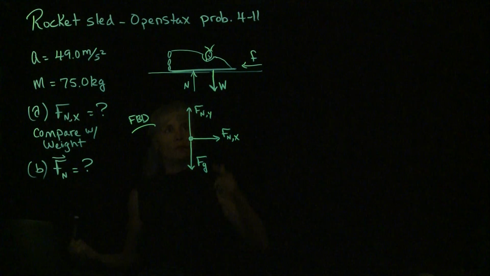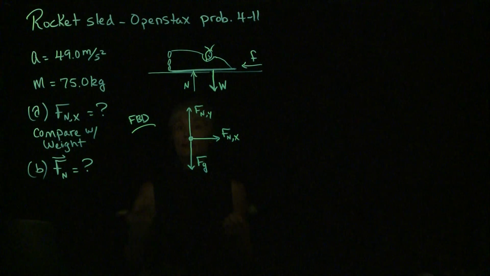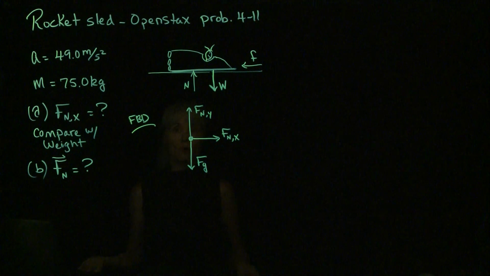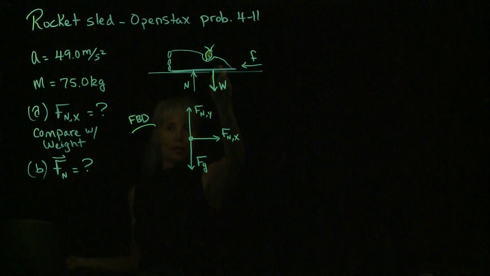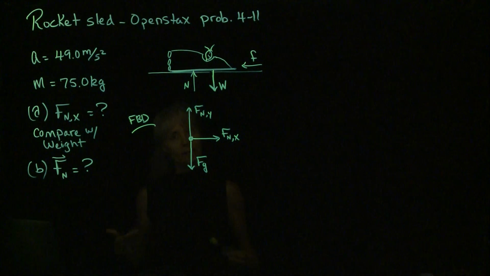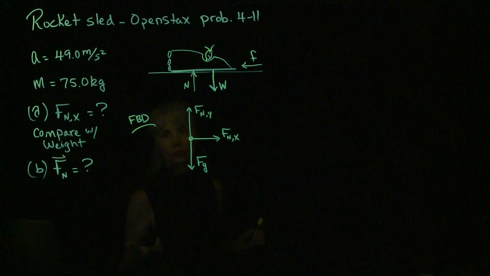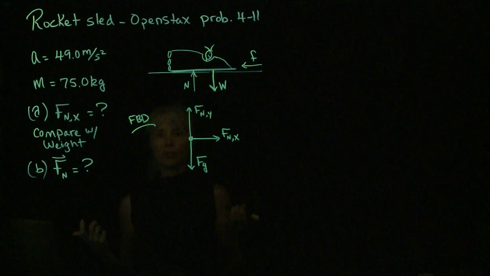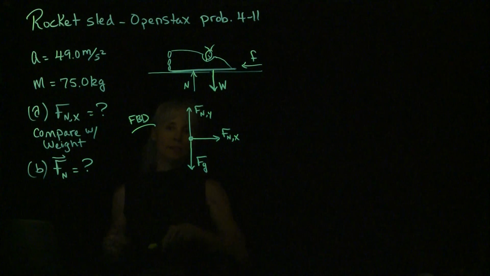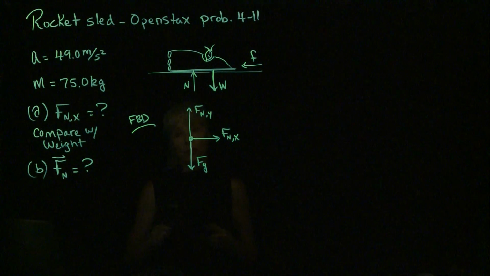And you might ask yourself, well, what's up with this f? Well, there's a frictional force being exerted by the ground, but that's on the rocket sled itself. The rider is not in contact with the ground, so he doesn't feel that frictional force. There's no sliding of his body across any other surface, so he doesn't have any frictional forces being exerted on him. He only has these 3 forces right here being exerted on him.